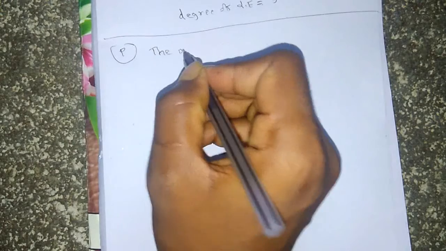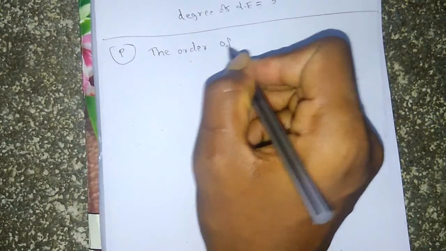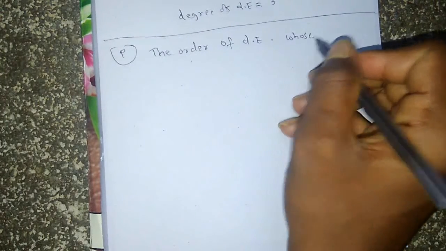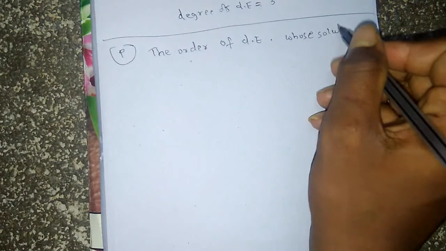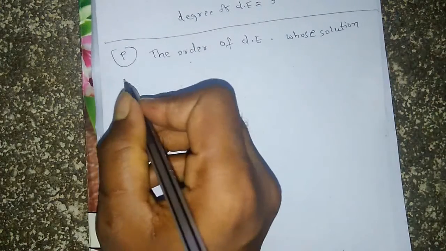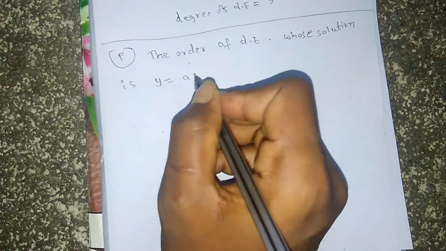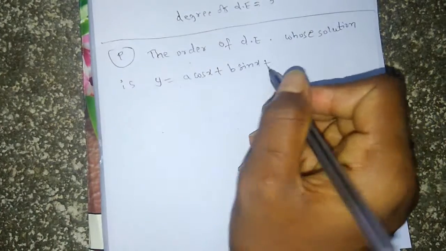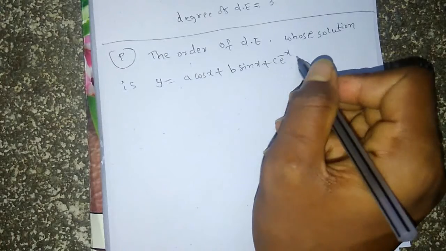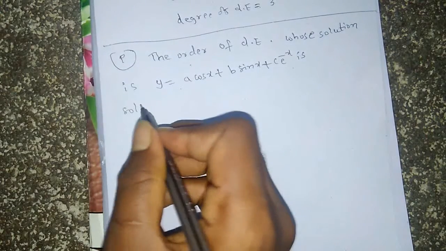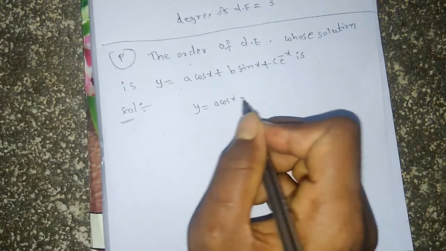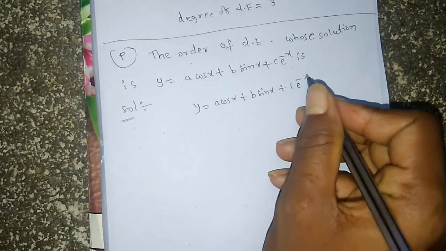The order of the differential equation whose solution is y is equal to a cos x plus b sin x plus c into e power minus x is given here. This is the solution of our differential equation.